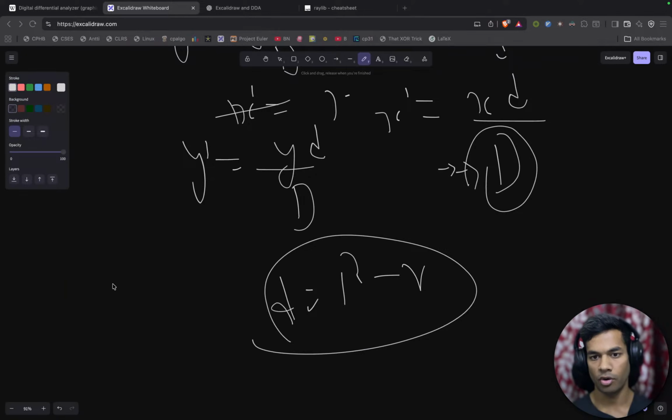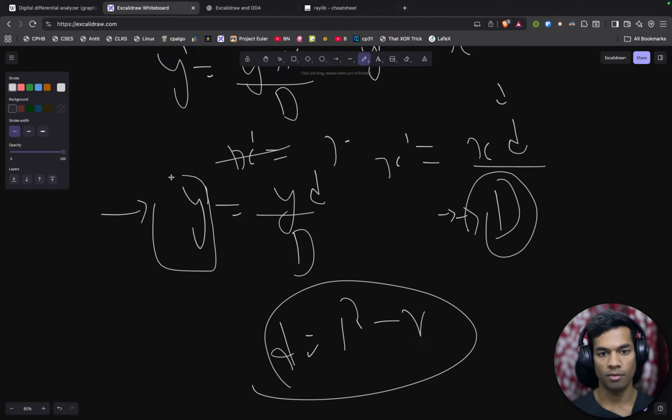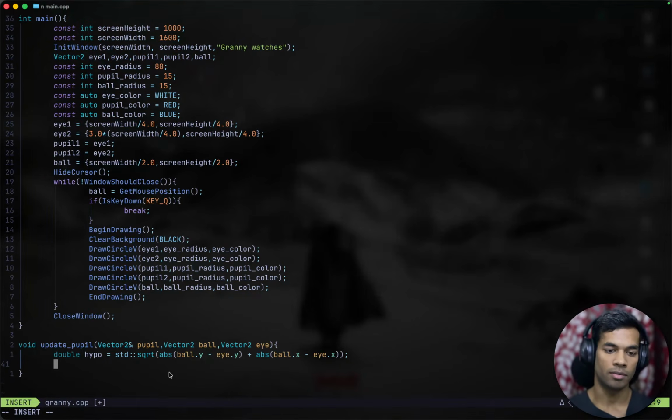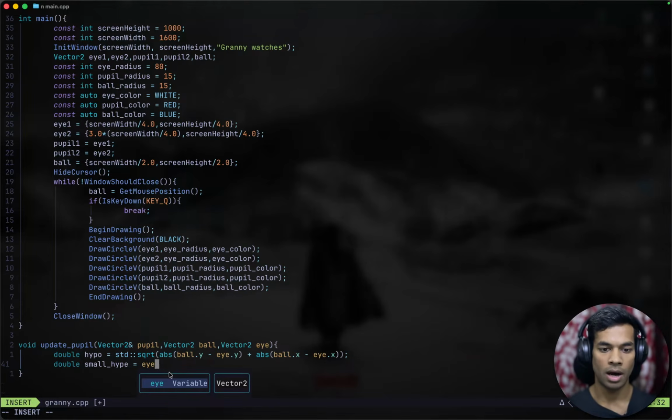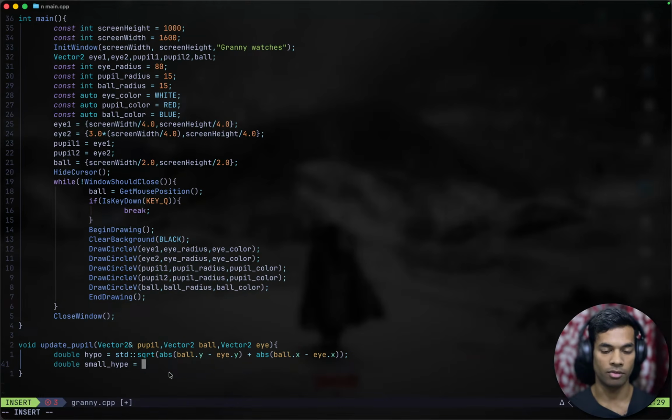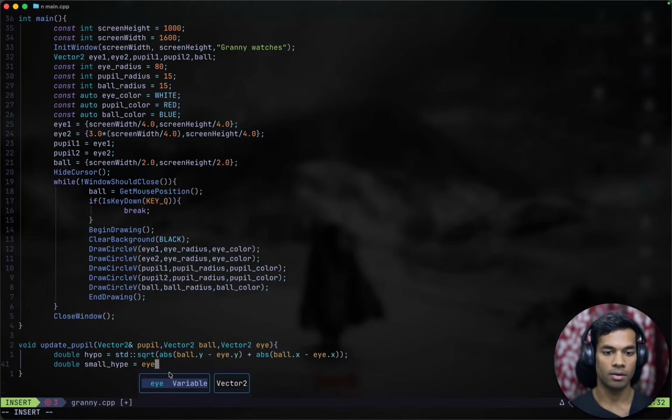And according to our formula, we have to calculate this y dash, and we know small d, small hypo, that would be equal to I dot radius. Shit, we don't know the radius of the eye. We do know the radius of the eye.